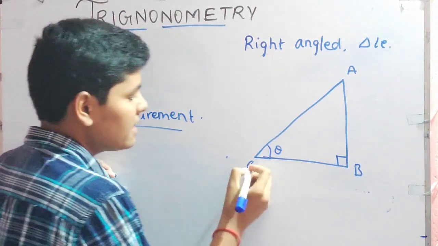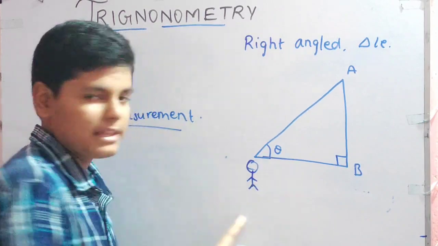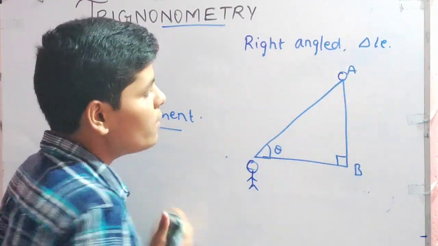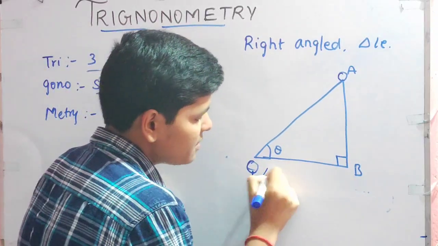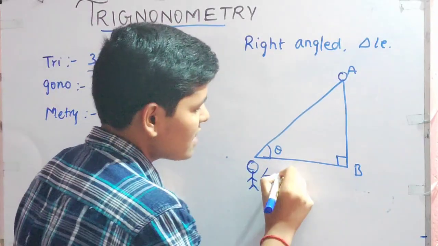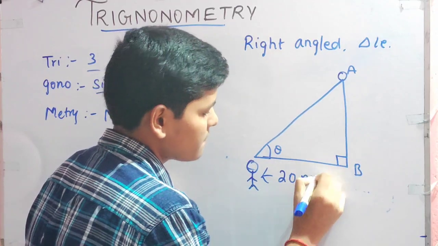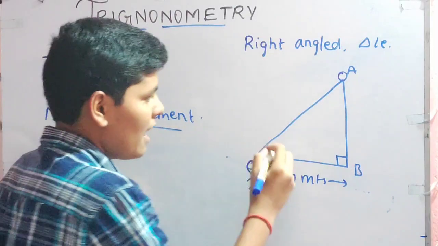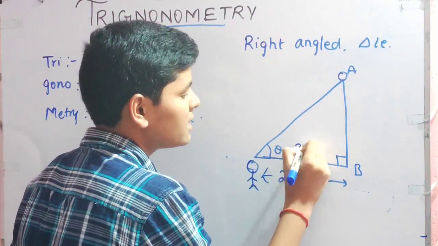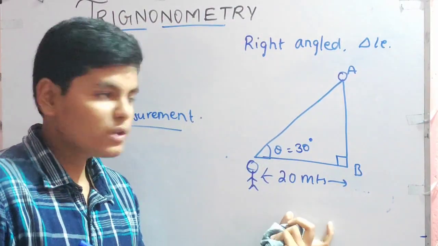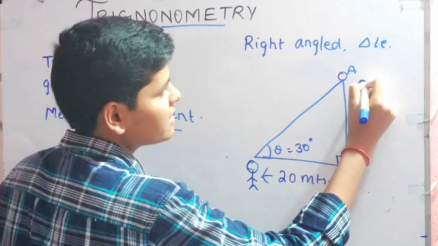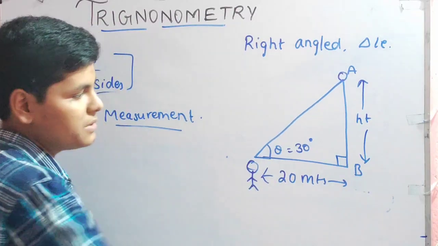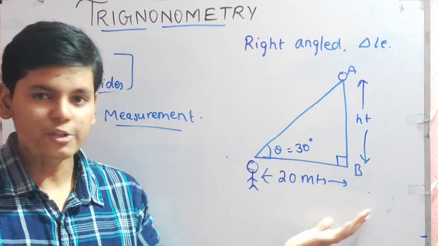Suppose there is a human over here, and suppose this is a light stand. Now I know that the distance between me and the light stand is, for example, 20 meters, and I am looking at that bulb at an angle theta equal to, suppose, 30 degrees. If I want to find the height of the lamp post, I can easily find it using trigonometry. Now how am I going to find the height?